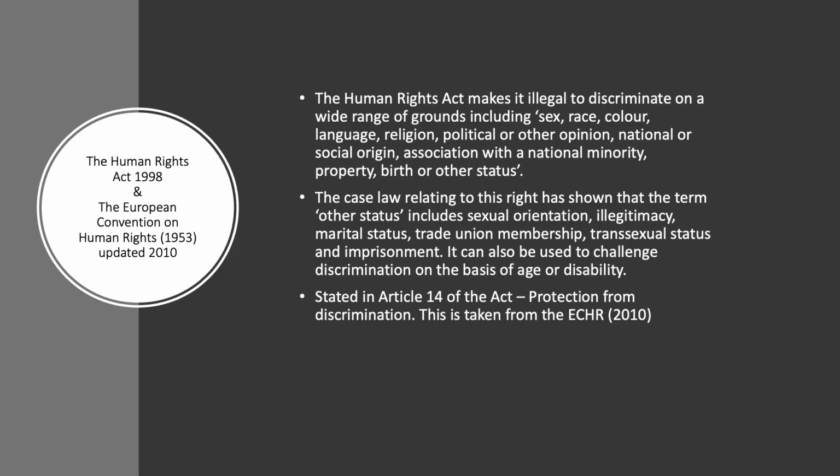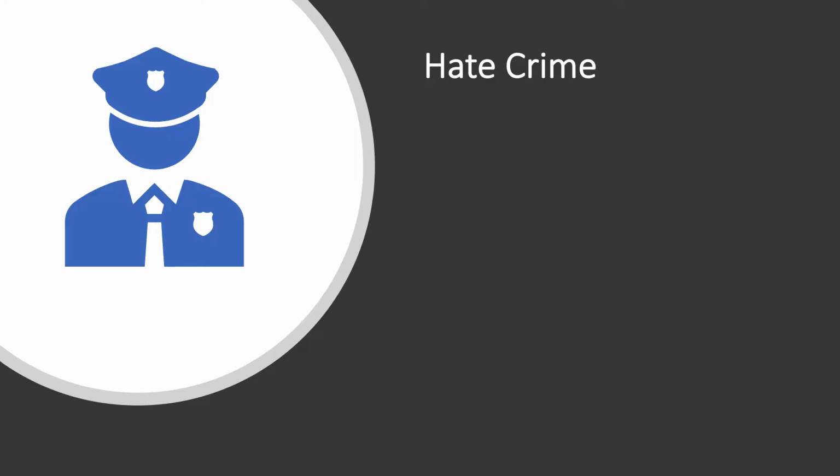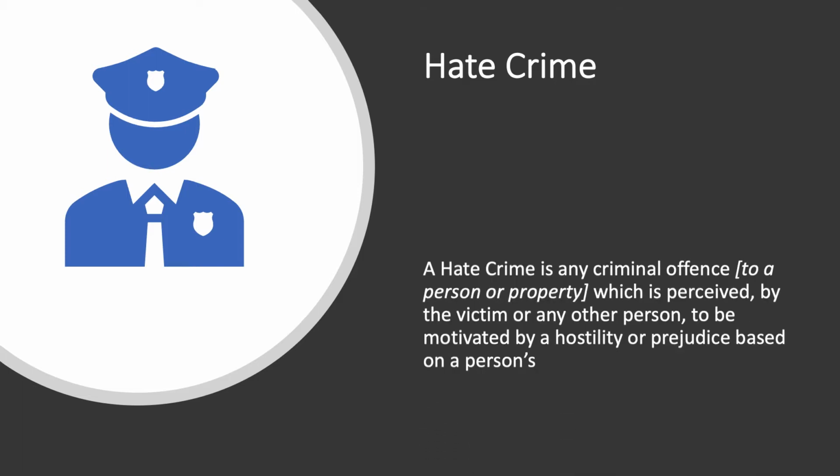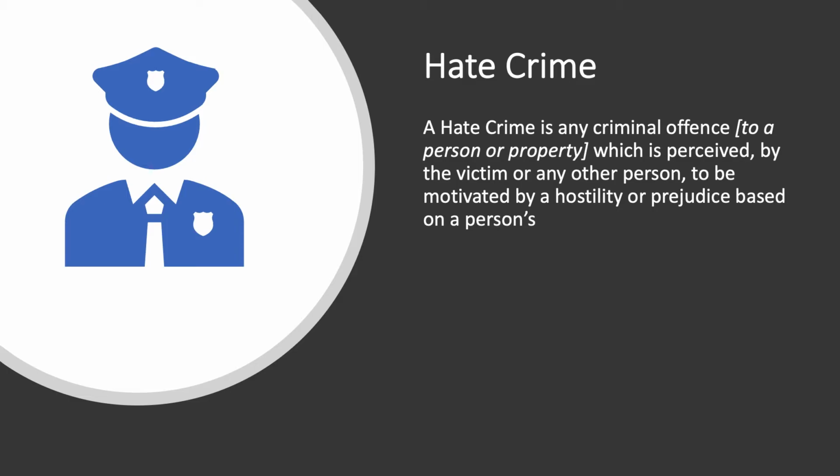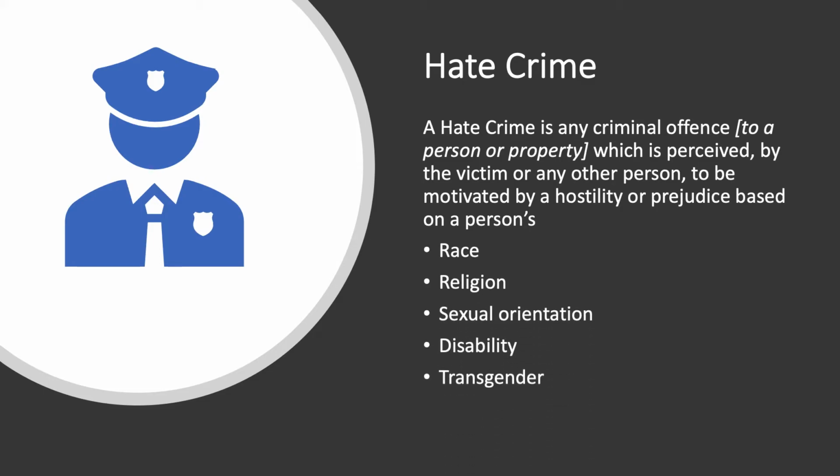Now, one of the things that the Human Rights Act does discuss is the concept of hate crimes. Now, this is something that you've probably heard of before. A hate crime is any criminal offence. Now, it could be to a person, so it could be physical, or it could even be to a person's property. Now, that offence needs to be perceived by the victim or any other person to be motivated by hostility or prejudice based on a person's race, religion, sexual orientation, disability, and their transgender status.